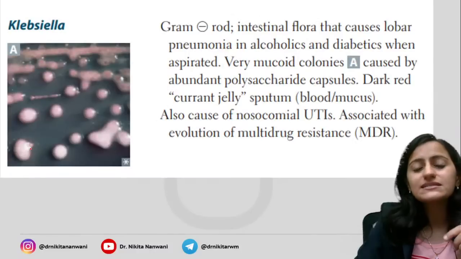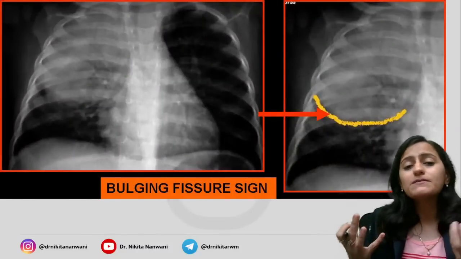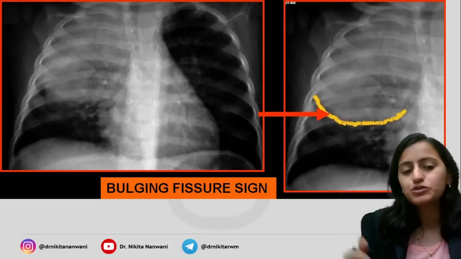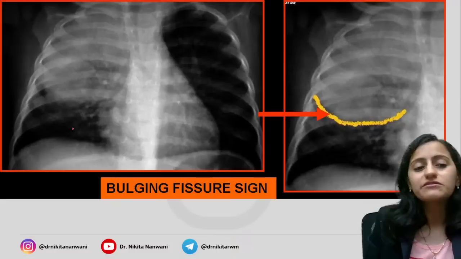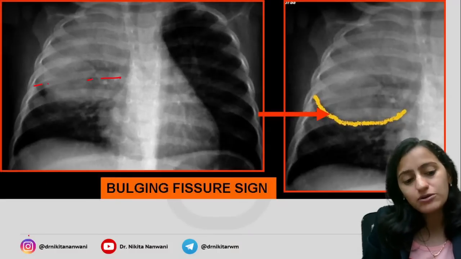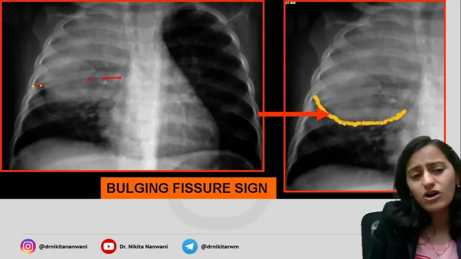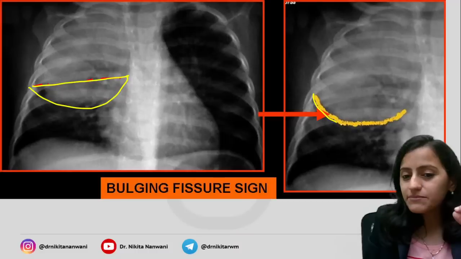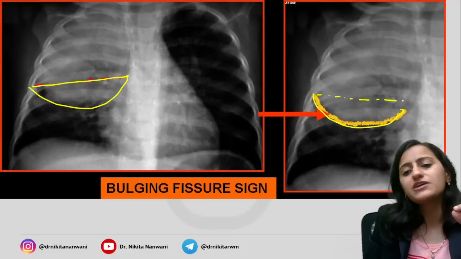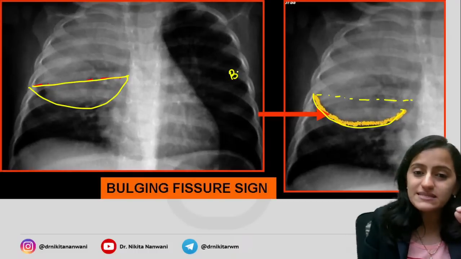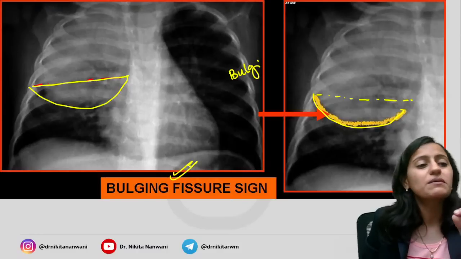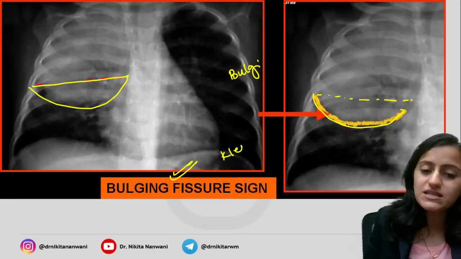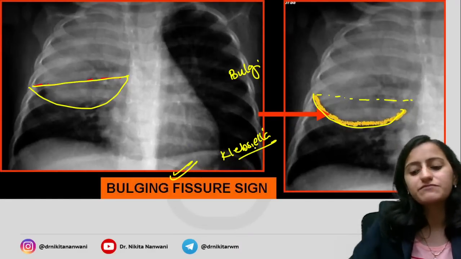What is the radiological sign that we see with Klebsiella? Remember that because of the lot of mucoid colonies and viscous sputum, it causes pressure on the fissure. The fissure which should have been horizontal, right? We have the horizontal fissure here. You can see that the fissure is bulging down. Ideally, it should have been horizontal like this. So we see the bulging fissure sign. Remember it is one of the causes of bulging fissure sign, though not the only one. Klebsiella is your bulging fissure sign.